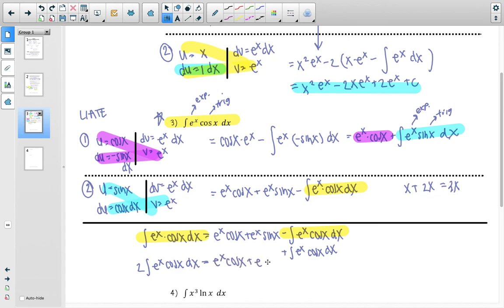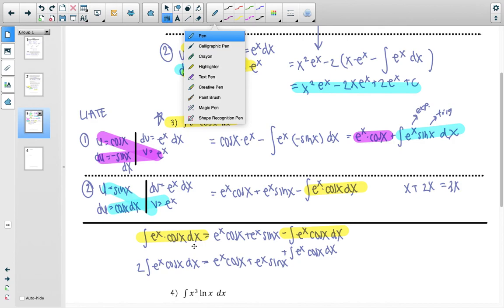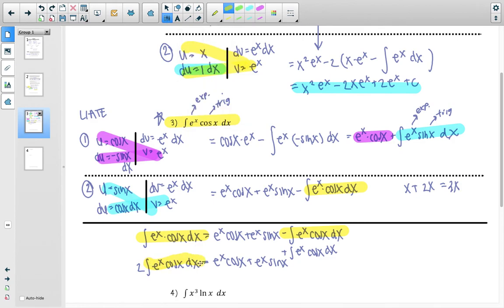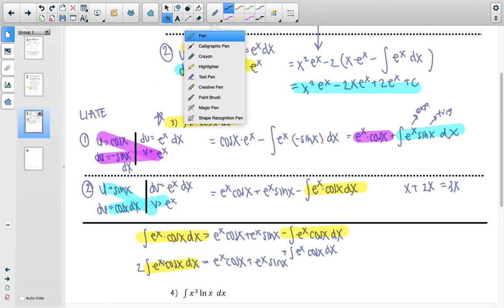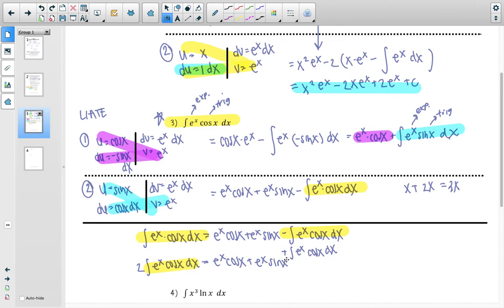What's the whole point of what we're trying to do? We're trying to find what the integral is of this right here that I want to highlight. We're trying to find this integral. So we want this integral to equal something that's useful.